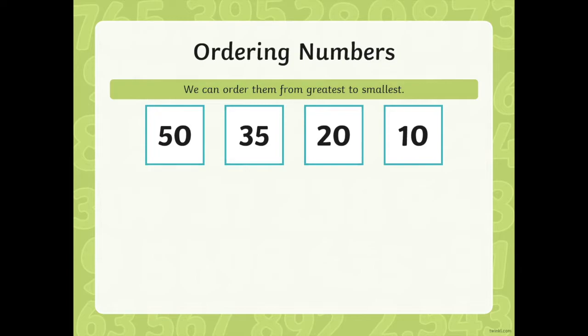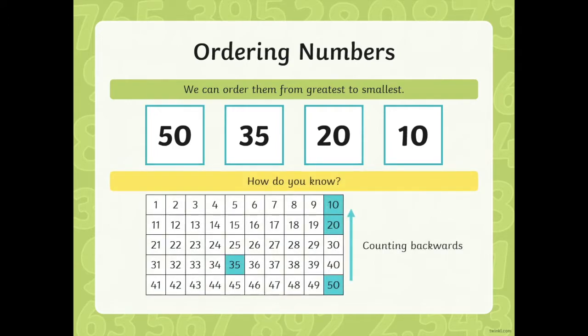We can order them from greatest to smallest, or biggest to smallest in terms of value. So we have 50, 35, 20 and 10. How do we know? Well, we're counting backwards, so we're going from the biggest number to the smallest number.